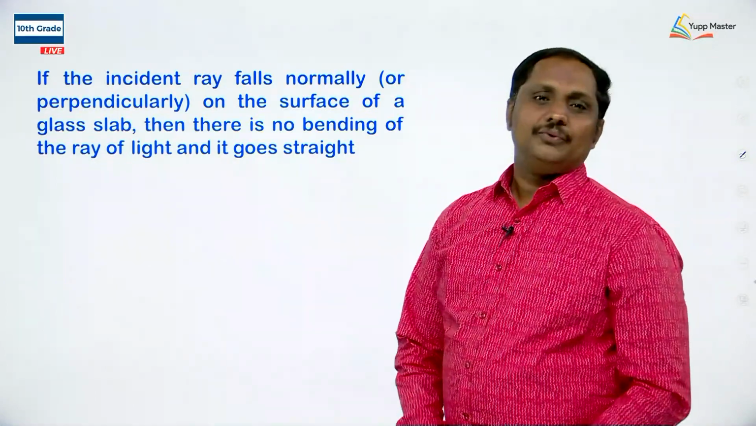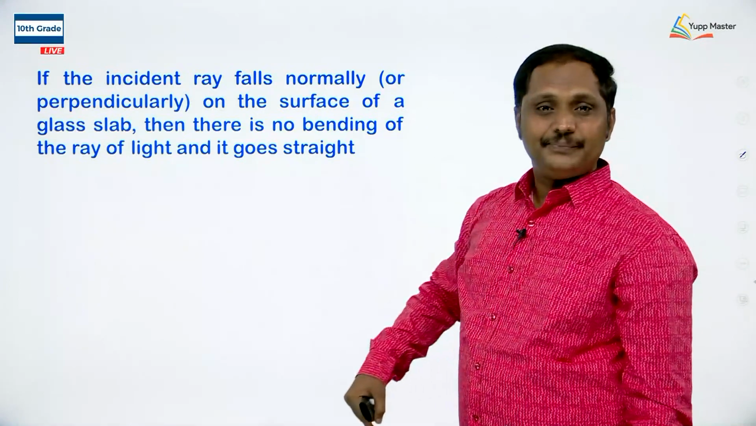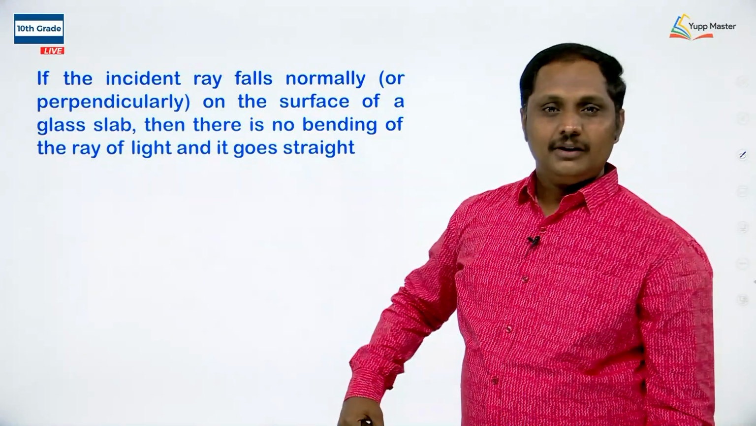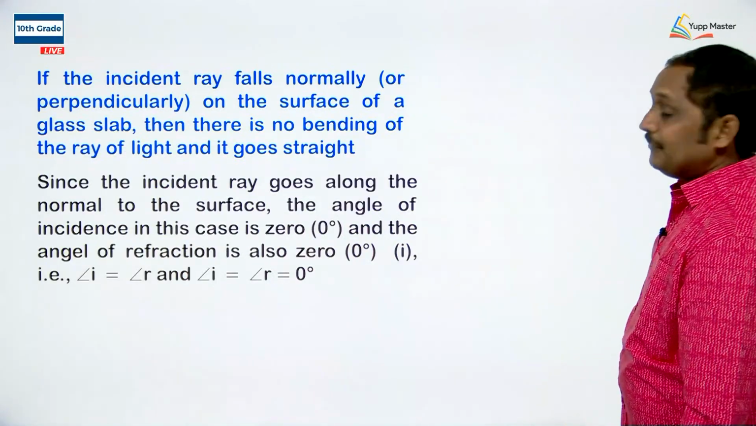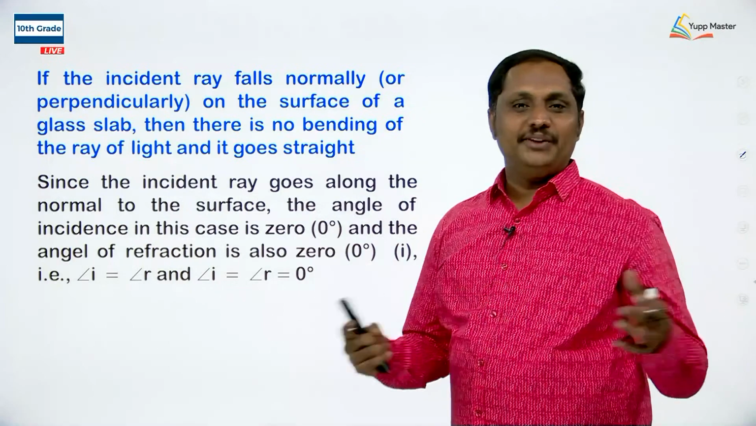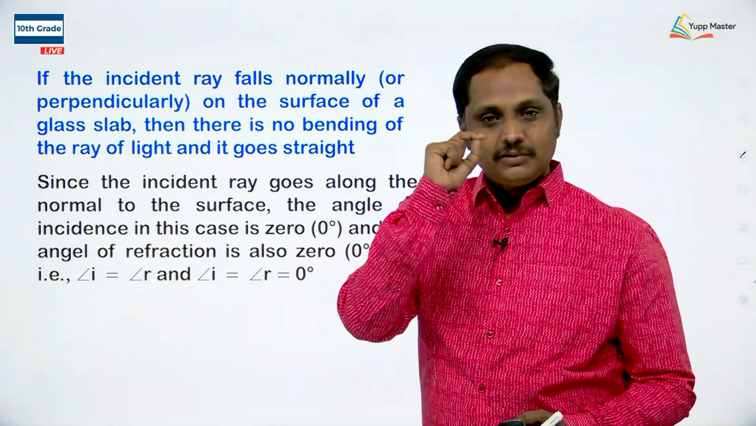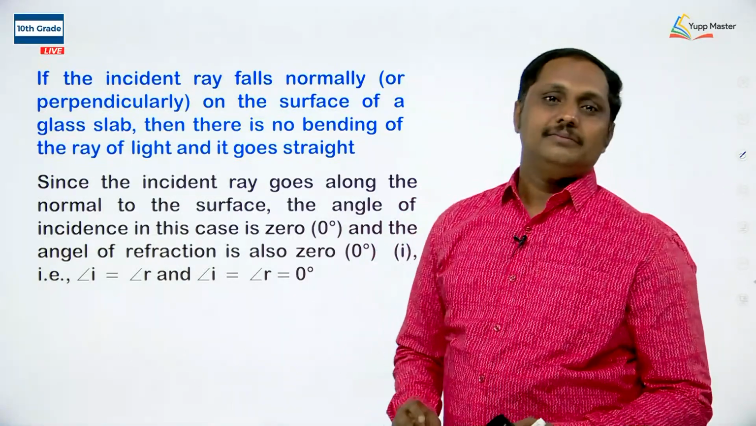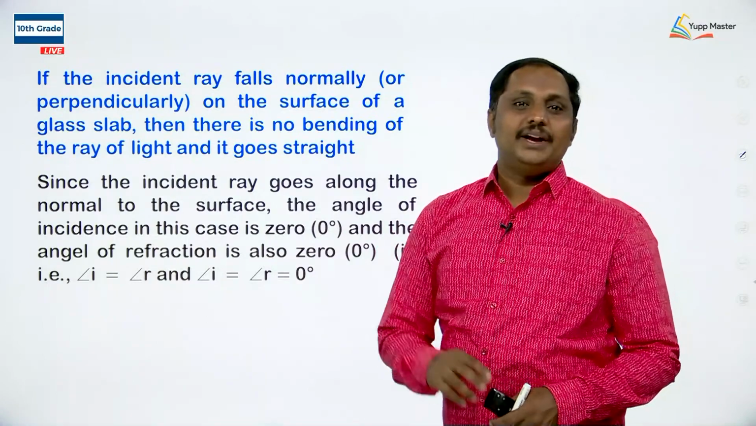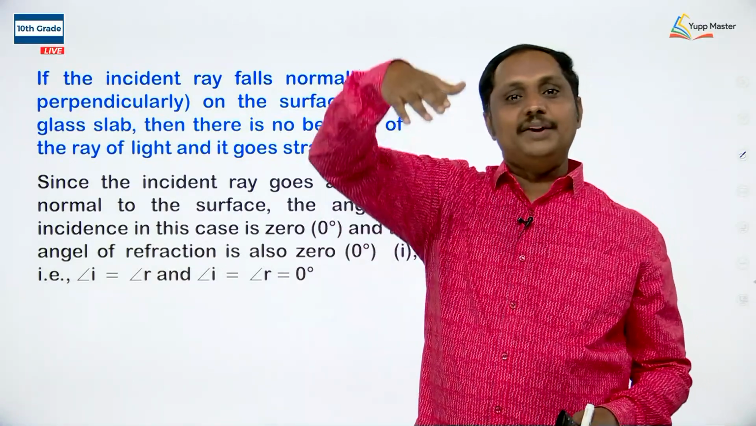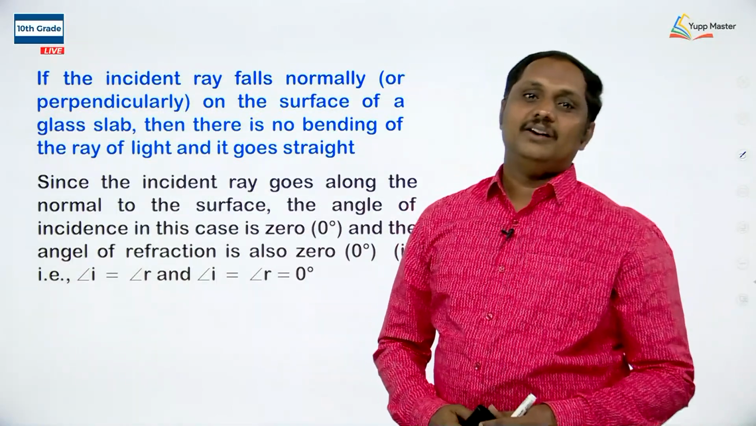In the same case of reflection, whenever light is incident normally, there is no deviation. So, this is one case you have to remember. In case of reflection also, whenever you are allowing the light to be incident normally on the surface, it does not get deviated.